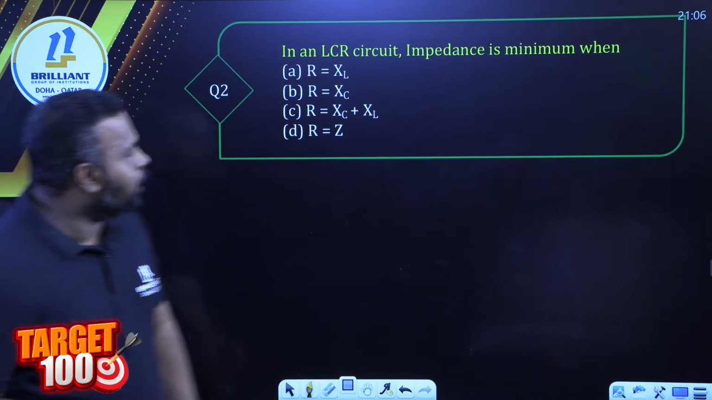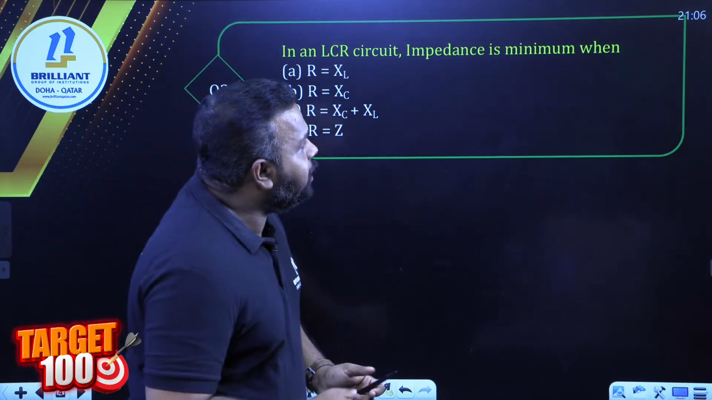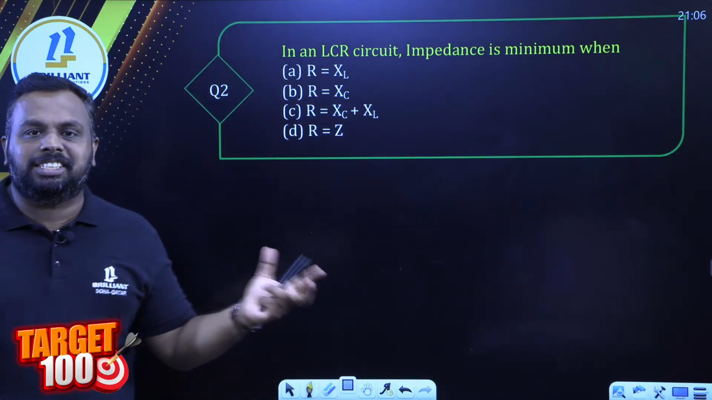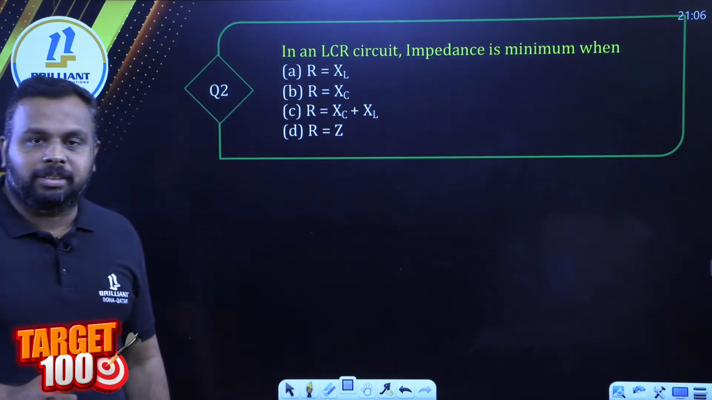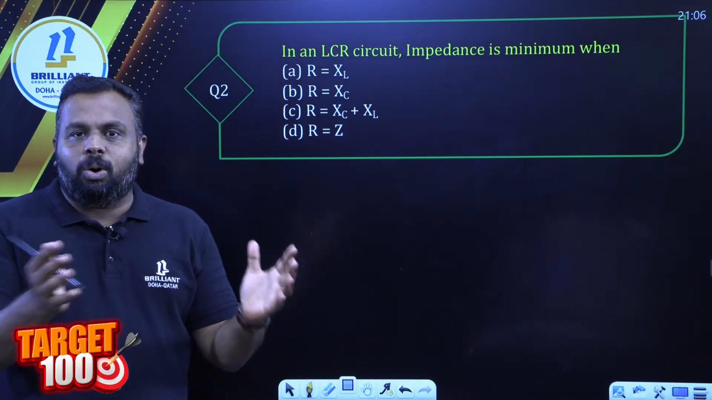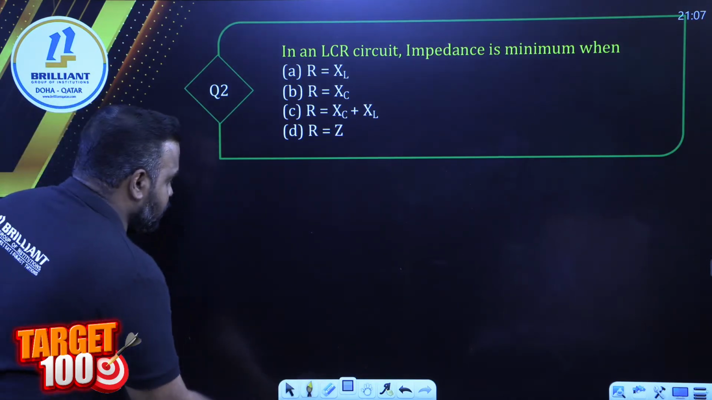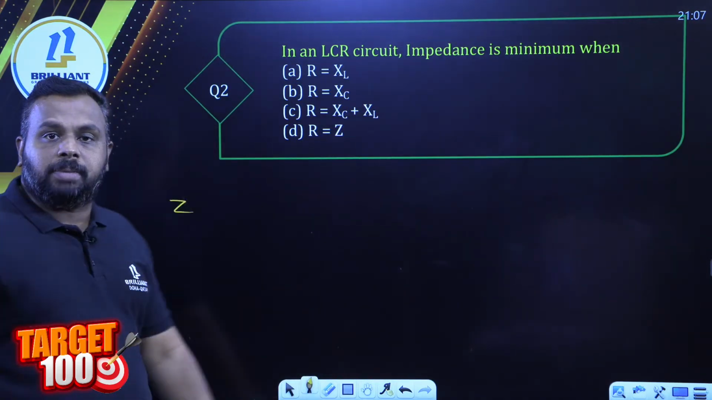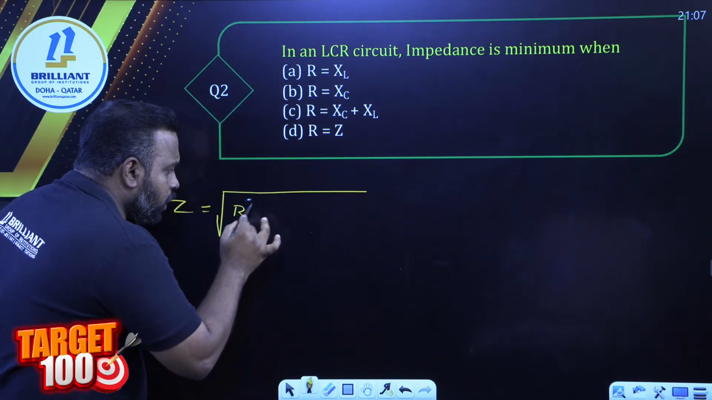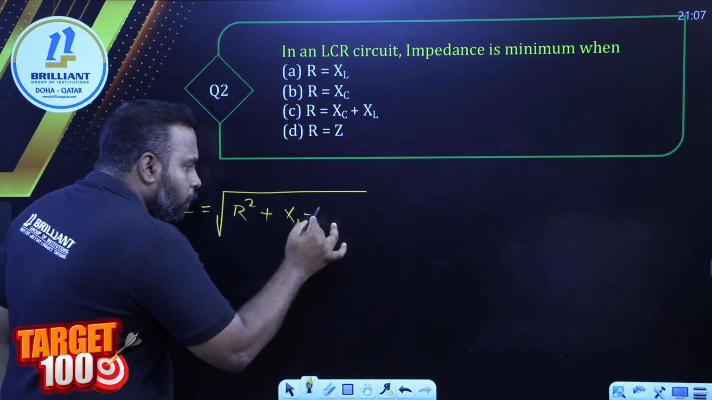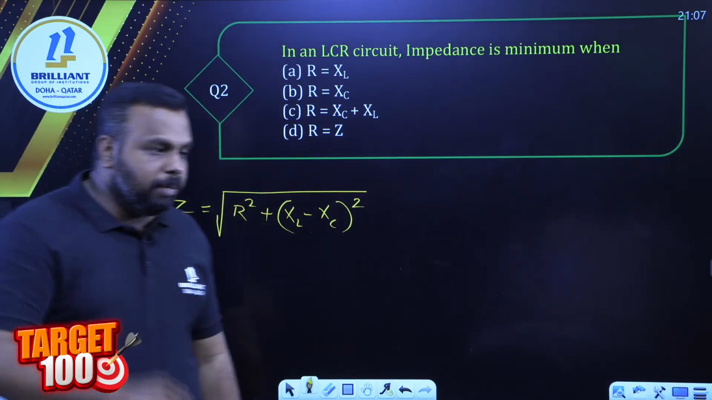Question number 2. Again, an LCR circuit question. Check it. In an LCR circuit, impedance is minimum when? You can answer it quickly. What is impedance? The total resistance offered by all the circuit elements together is called the impedance. The formula for the impedance of a series LCR circuit: impedance is represented by the letter Z. So Z is equal to root of R square plus (XL minus XC) the whole square. XL is the inductive reactance, XC is the capacitive reactance.